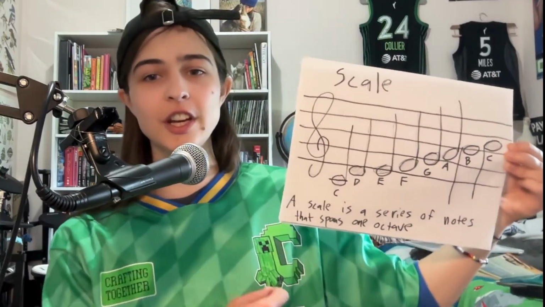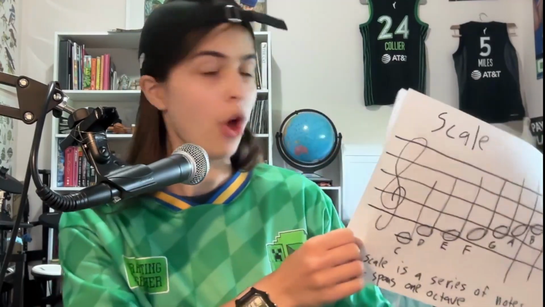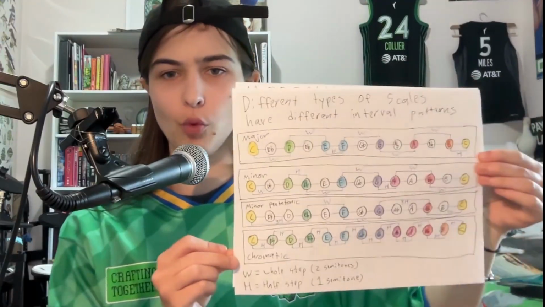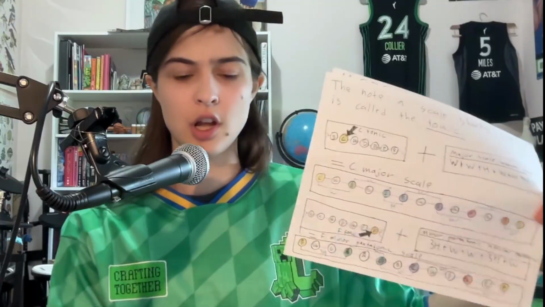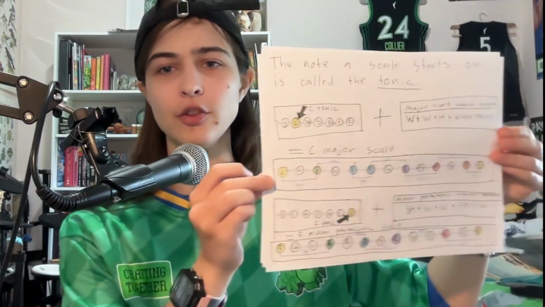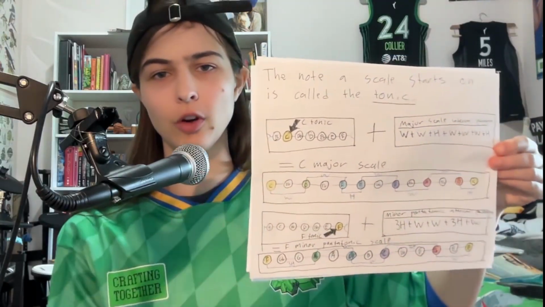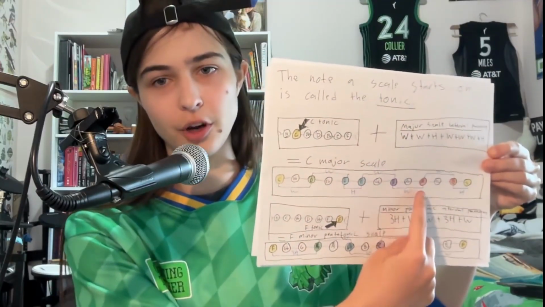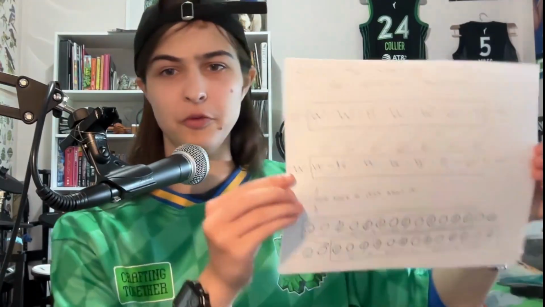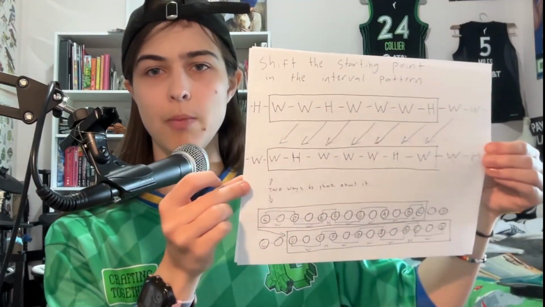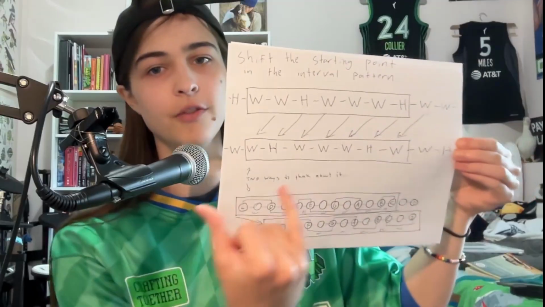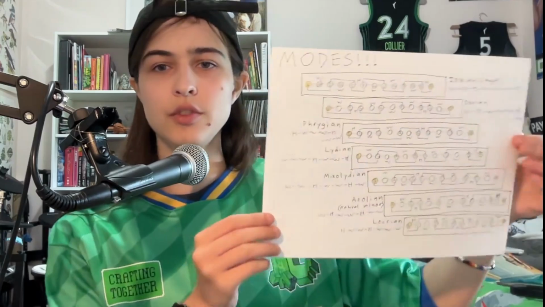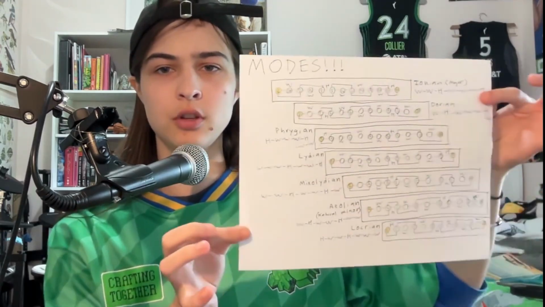A scale is a series of notes that spans one octave. Different types of scales have different interval patterns. The note that a scale is built around is called the tonic. So if I start on the note C and then apply the major scale interval pattern, then I would get the C major scale. Now, if you take the step pattern for the major scale and you shift the starting point, you get new scales called modes.